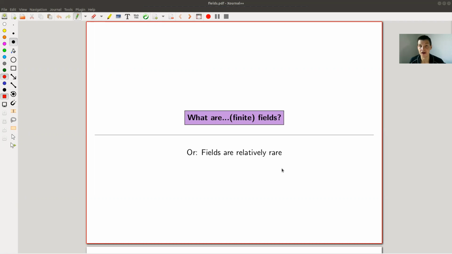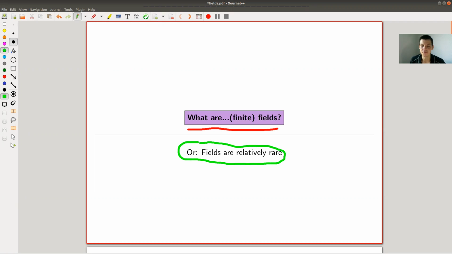Well, today's topic is fields, or to be more precise, mostly finite fields. And I kind of want to explain why fields are rare. Fields are certainly one of the main objects under study in something like Galois theory. Galois theory is basically about field extensions, so extensions of certain fields.